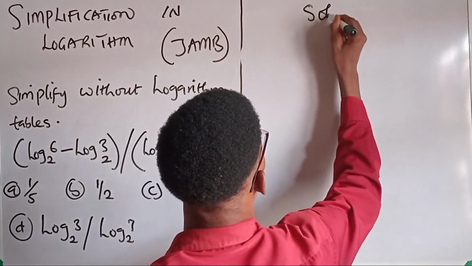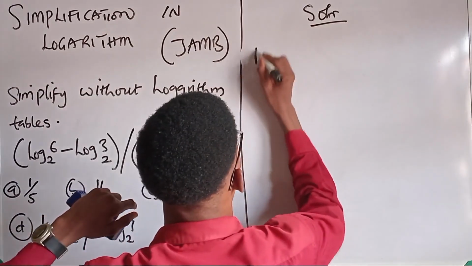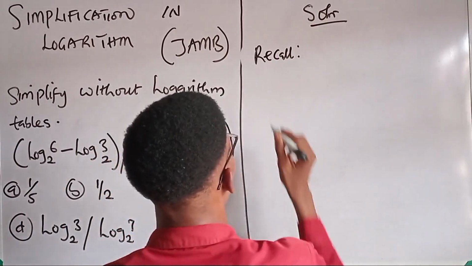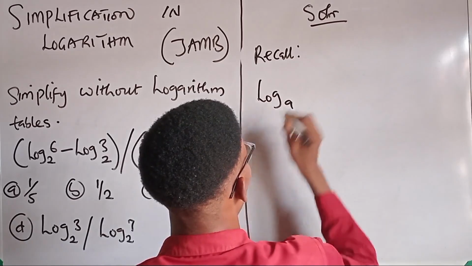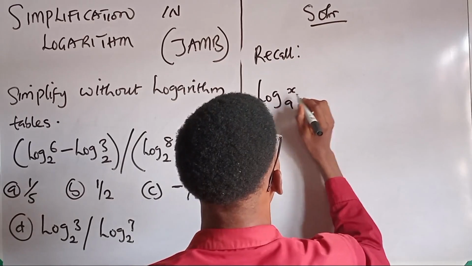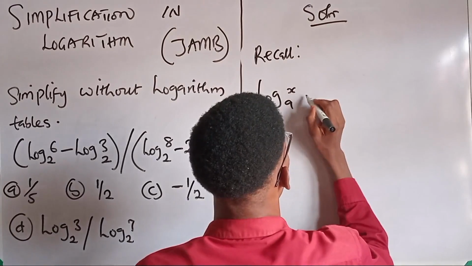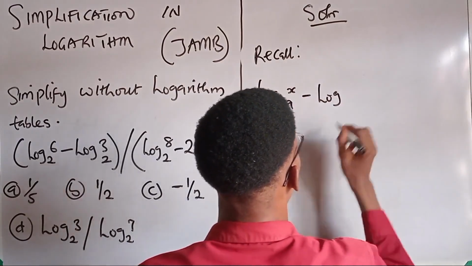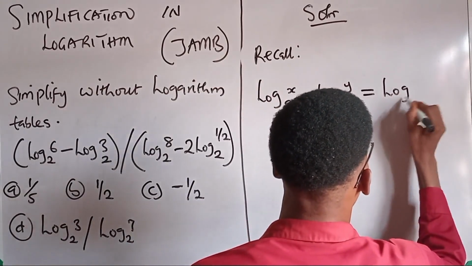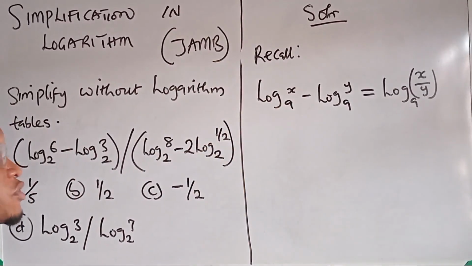So we can say, solution. Now, we're given log of this. So what you need to do is recall from the logarithmic laws that log of a raised by x, minus log of a raised by y, is the same as log of a raised by x over y. That's what you should recall.